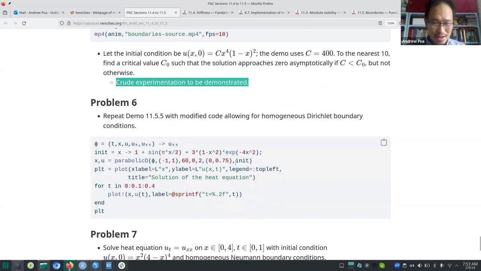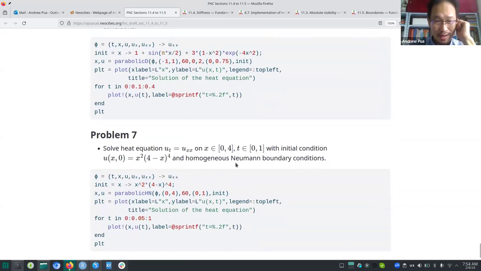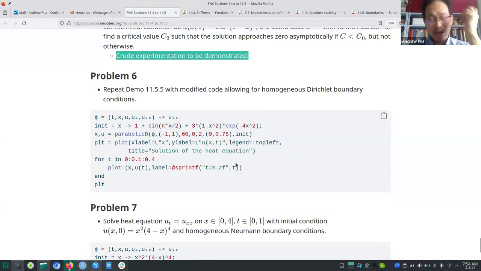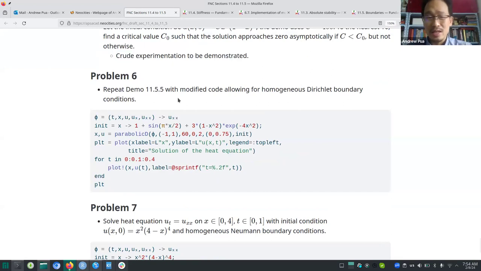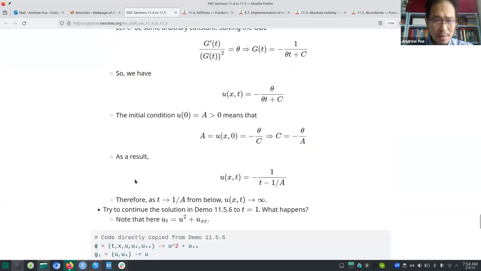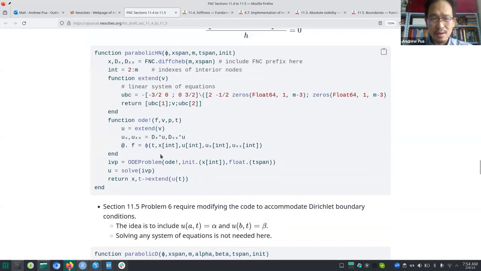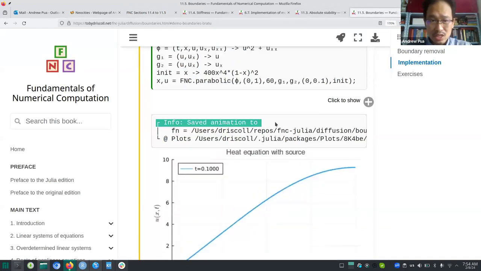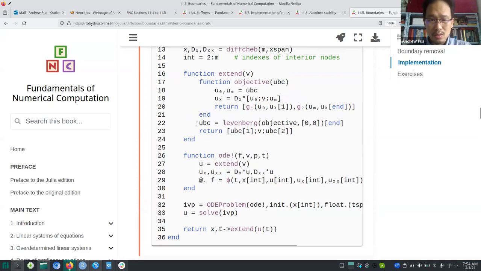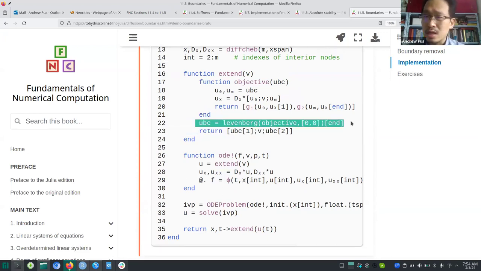The other ones are more or less pretty much the same thing, where you do the modification, which I already did. So here I have a modification called parabolic D, and then parabolic HN. And I think I made those modifications available in the notes as well. So you have to change one line of the code to account for the fact that you are either solving a linear system, or you don't even have to solve a linear system, instead of solving a nonlinear system, which is what you see in the original parabolic code in line 22, where you have to use a nonlinear solver.